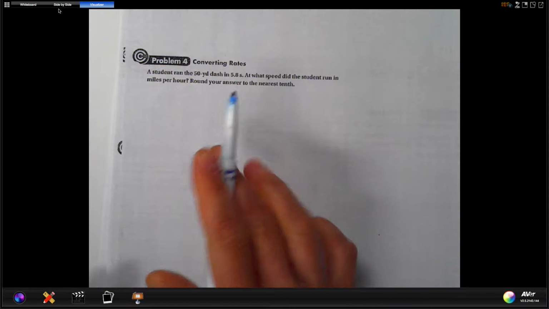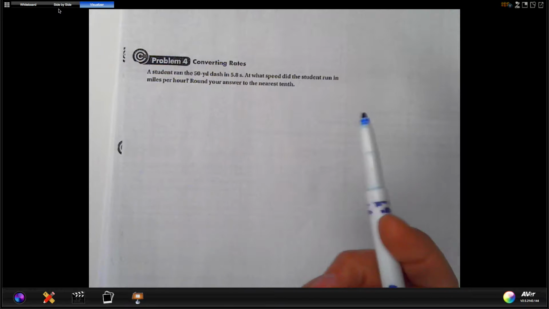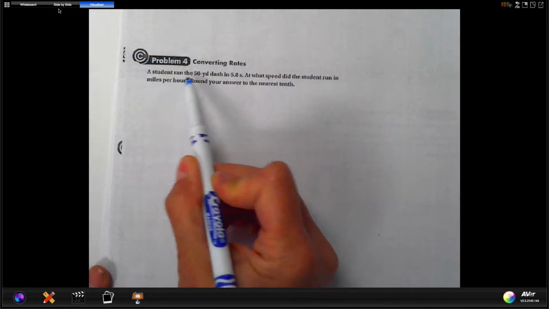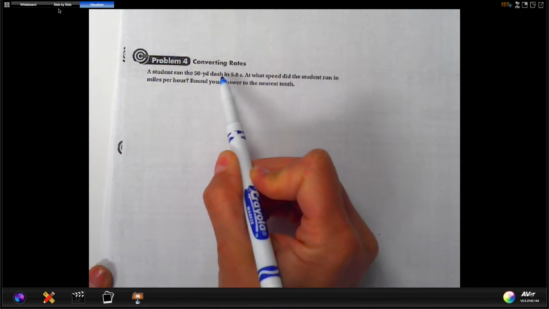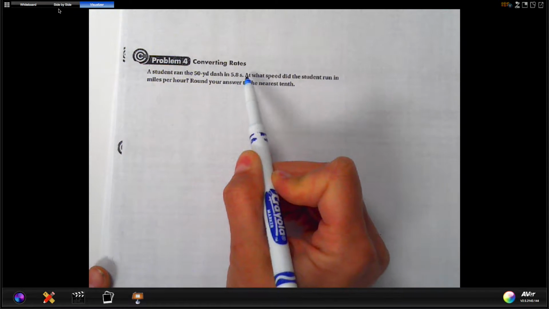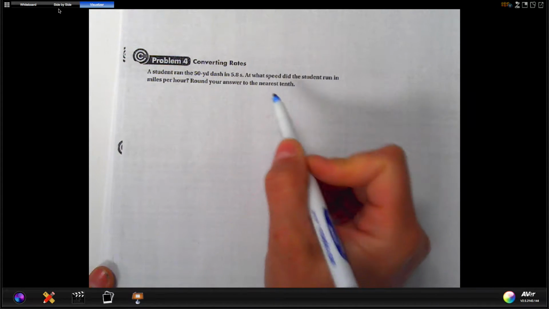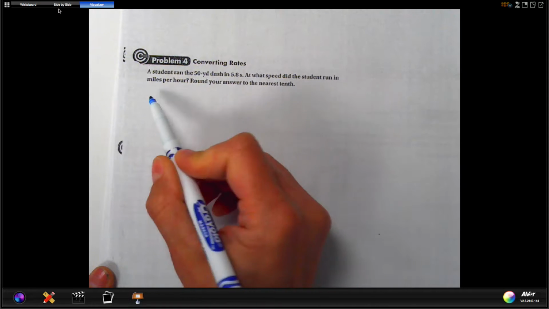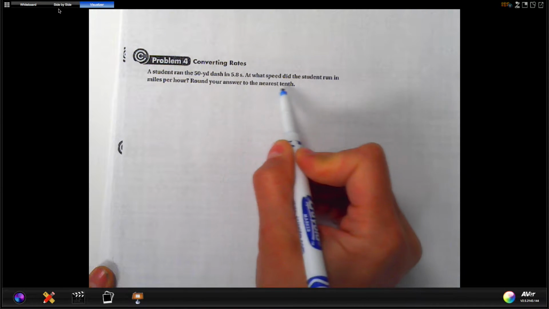Okay, so problem 4. Remember yesterday we were converting units, right? Today we're going to convert rates, or multiple units. So what we want to do is identify what we have to begin with, and it's not going to be over 1, okay? Well, sometimes. It says a student ran the 50-yard dash in 5.8 s. S stands for seconds. At what speed did the student run in miles per hour? Round your answer to the nearest 10.